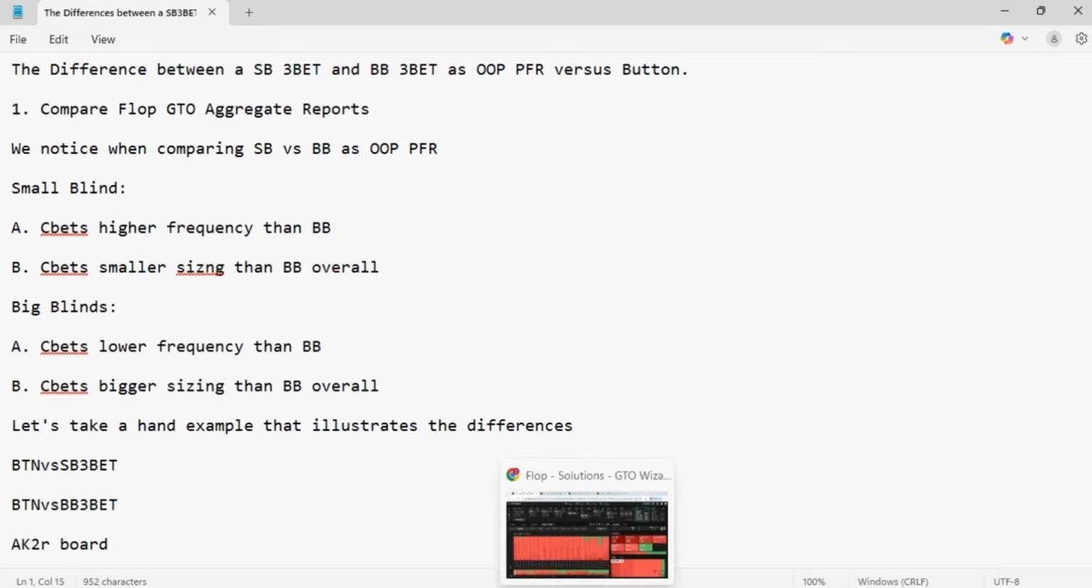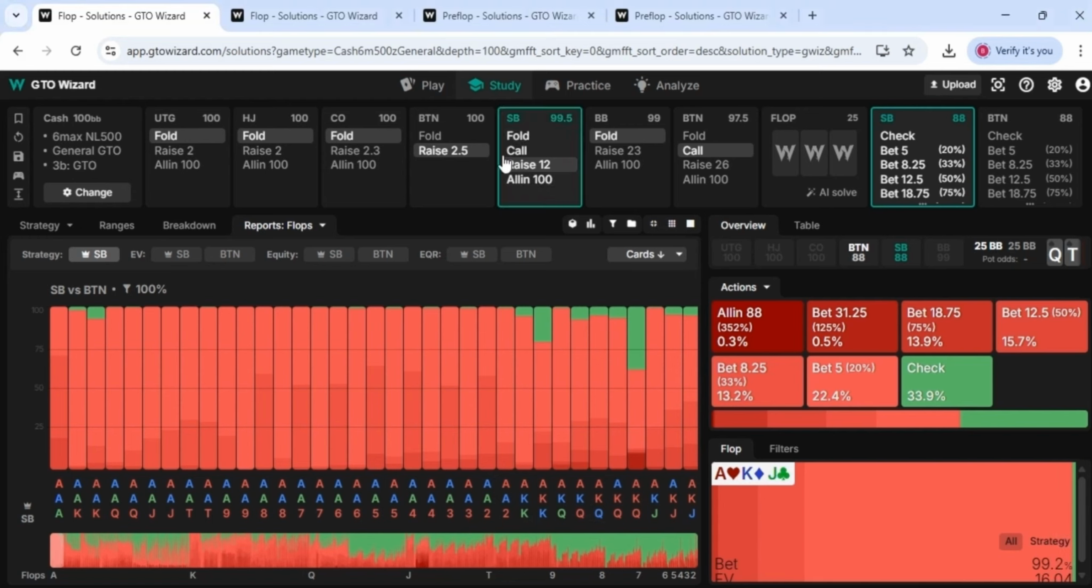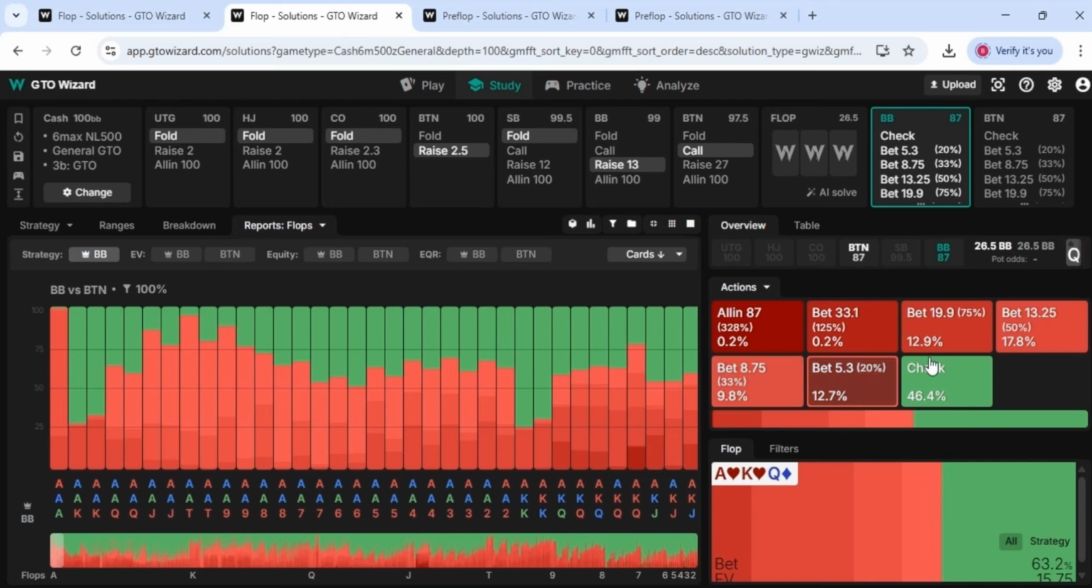So what I did was I went over the flop aggregate reports, and here we see the small blind 3-bet versus a button call. We notice all the different sizings and the checking percentages. What you notice is we're using more smaller sizings like bet 20 and bet 33, and not quite as many bigger sizings. Now let's compare this to a big blind 3-bet versus a button call. What we see here is we're going to be checking more than the small blind, and we're using bigger sizing.